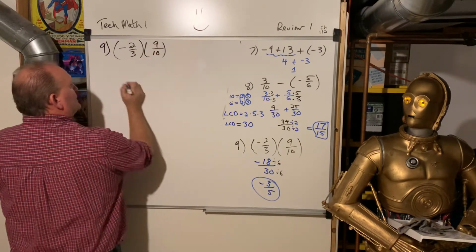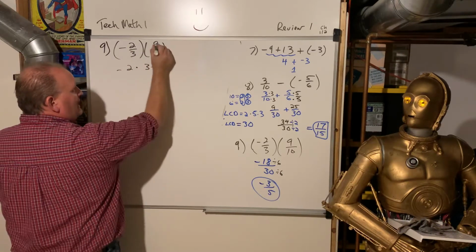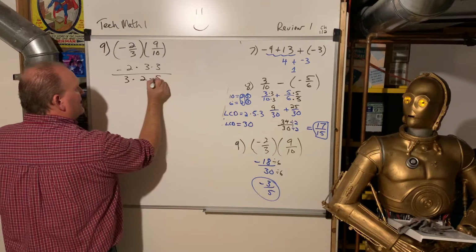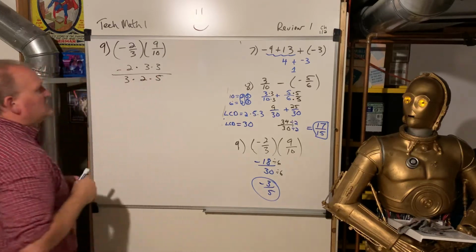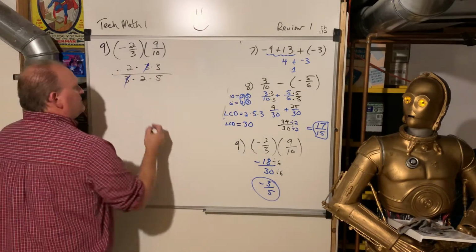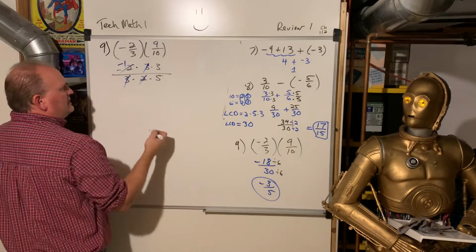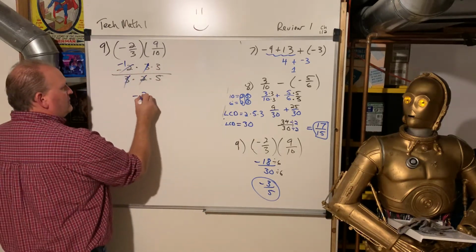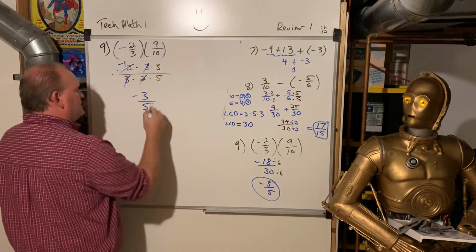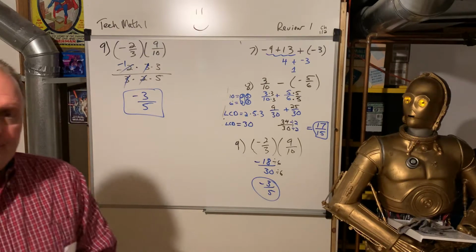9/10. So I got negative 2 times 3 times 3 on the top. 9 is 3 times 3. And 3 times 2 times 5 on the bottom. So I broke them down into primes just so it would be easier to see what gets picked off. So the 3's get picked off, the 2, but there's a negative there, so the negative 1 stays. So negative 1 times 3 is negative 3, and 5 on the bottom. 1 basically times 5. Different way of doing it.